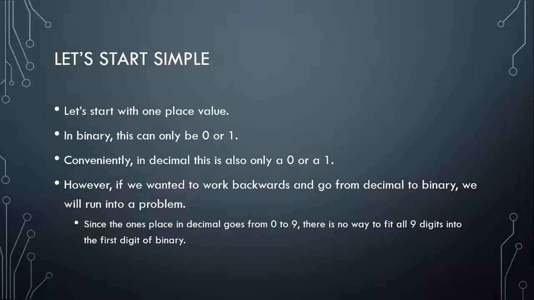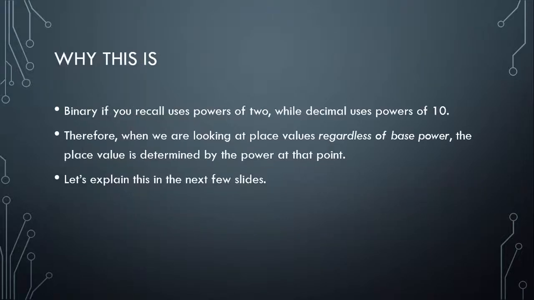However, if we want to work backwards and go from decimal to binary, we would run into a problem. Since the ones place in decimal goes from 0 to 9, there's no way that we can fit all 9 digits into the first digit of binary. It doesn't work. You try shoving 10 things into the slot of 1 or 2, it doesn't happen.